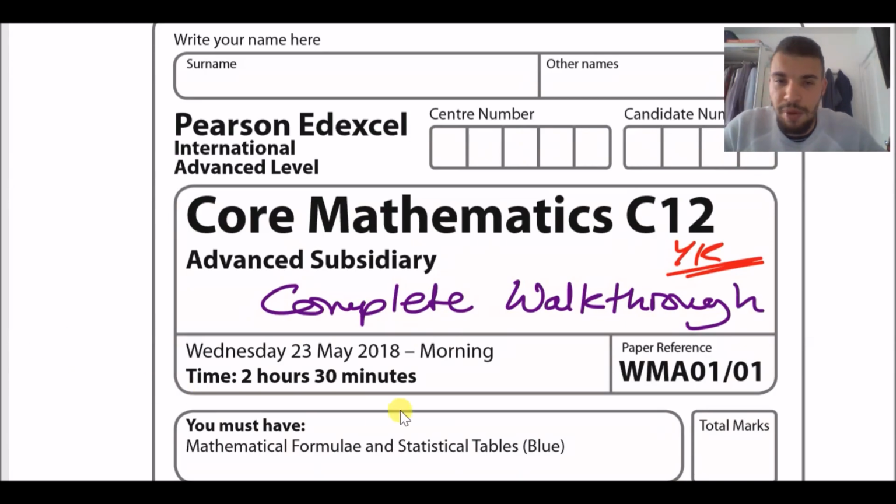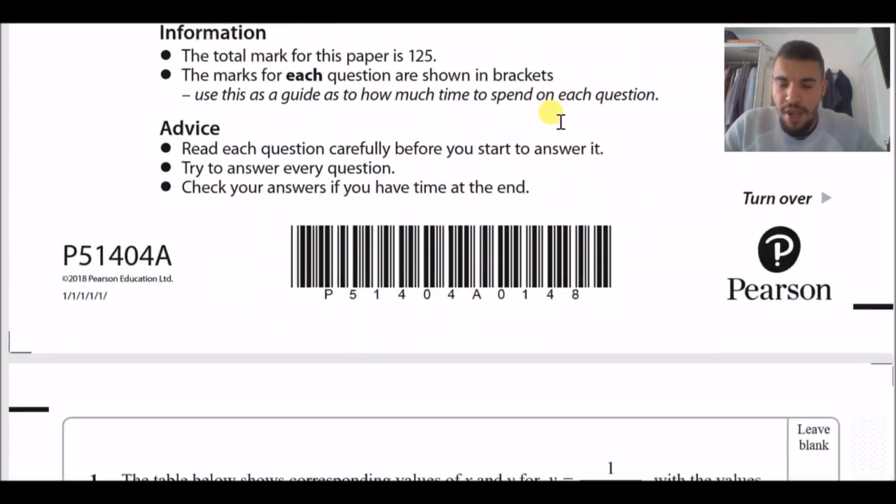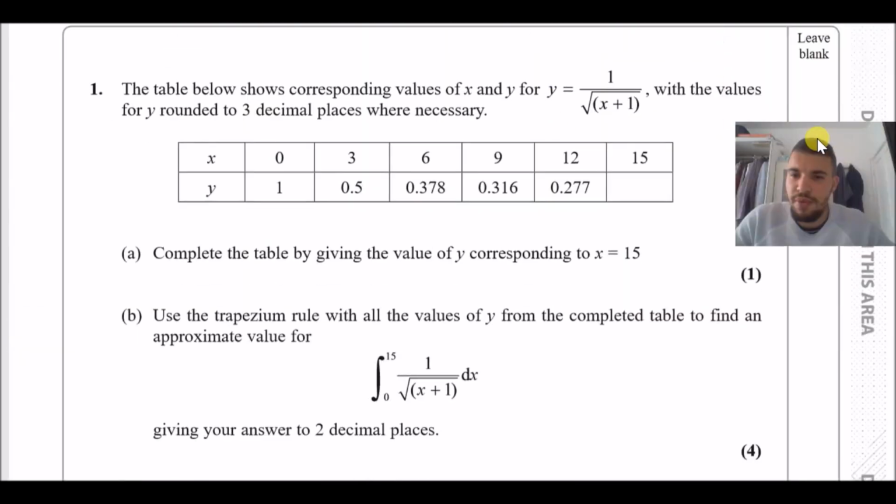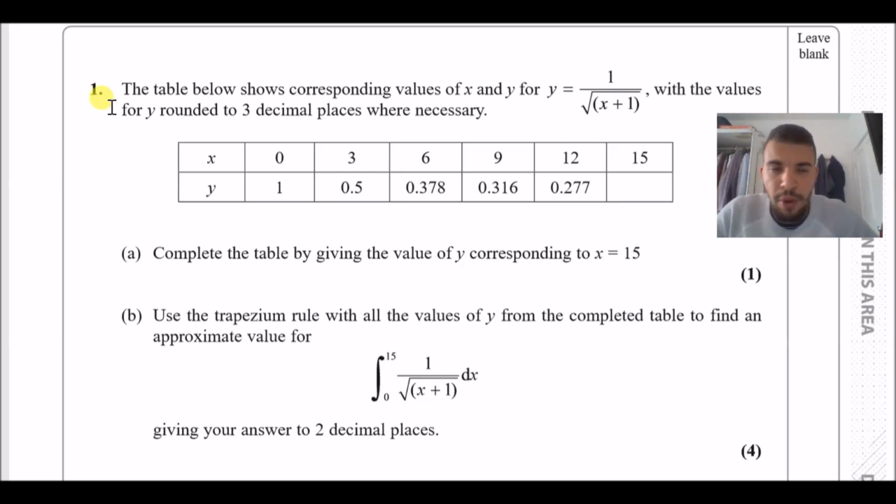All right, let's do this complete walkthrough right now. Okay, so number one, the table below shows corresponding values of x and y for this given function here, with the values for y rounded to 3 decimal places where necessary. Okay, so we got x values here, and we got a table which also consists of y values. Now they've done everything but x equals 15.